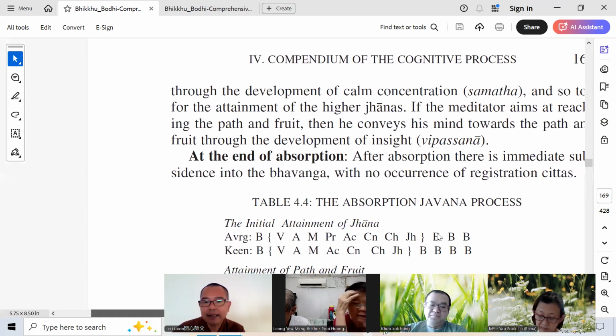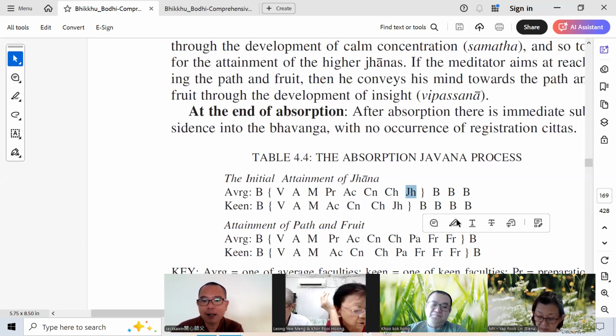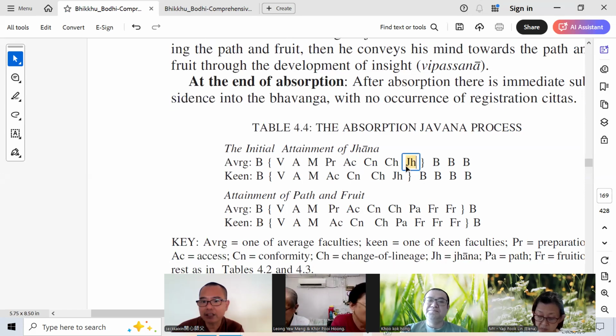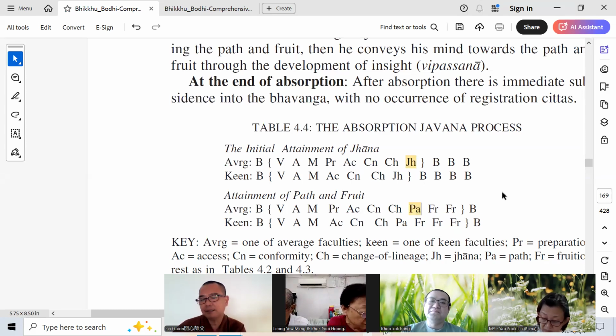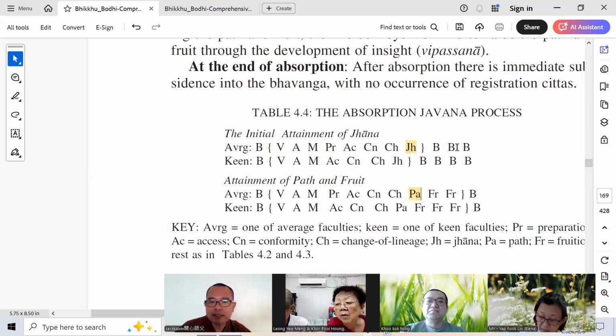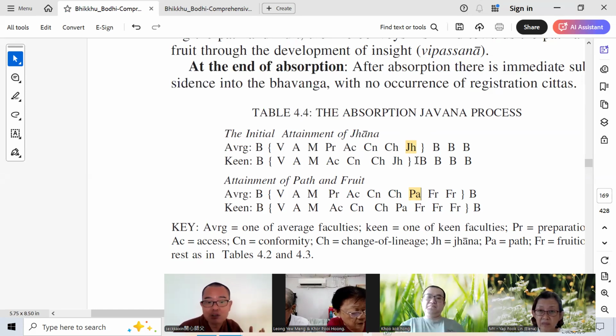Once only. Let's take a look at the JH, the javana. This is for one single moment only. Then again, one single moment is enough for the PA. JH and PA. Usually the first time we experience the jhana is only once, one single moment, without repetition, because it's the first time for us to experience that.